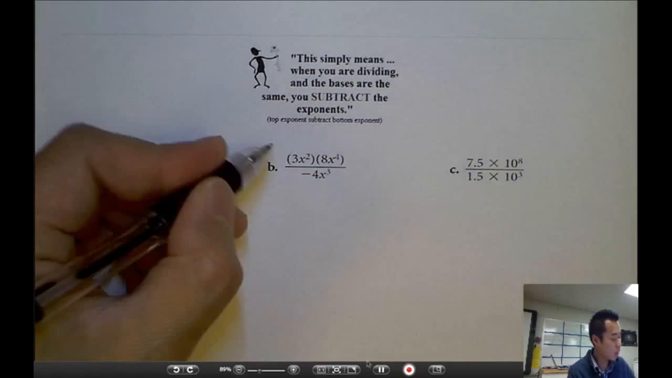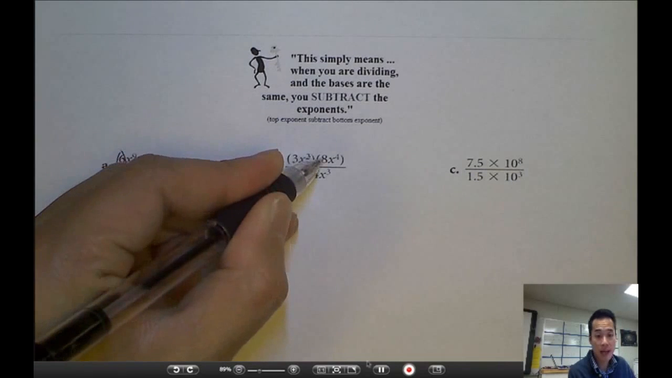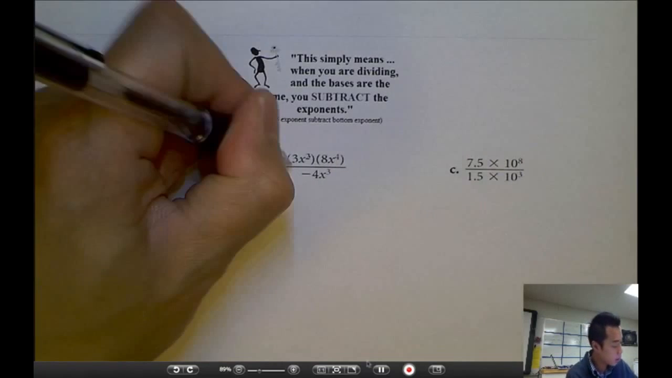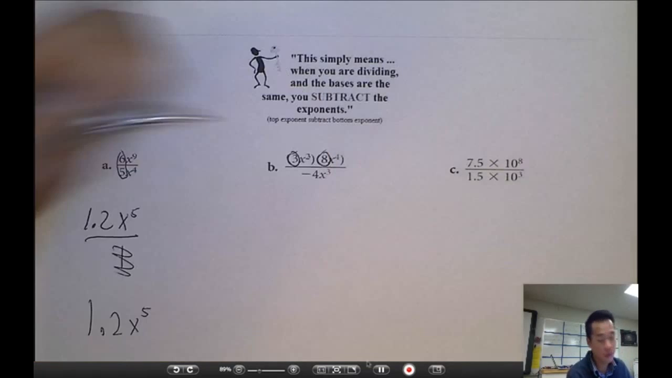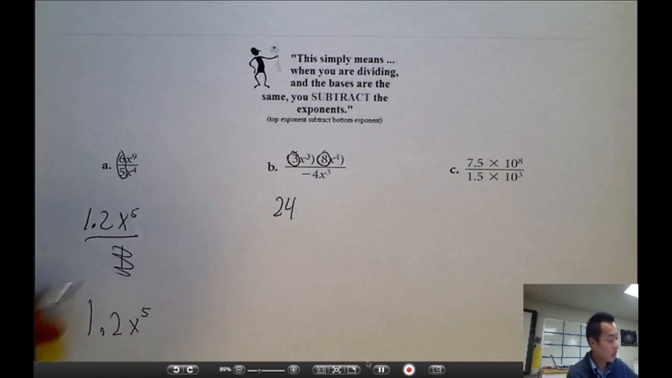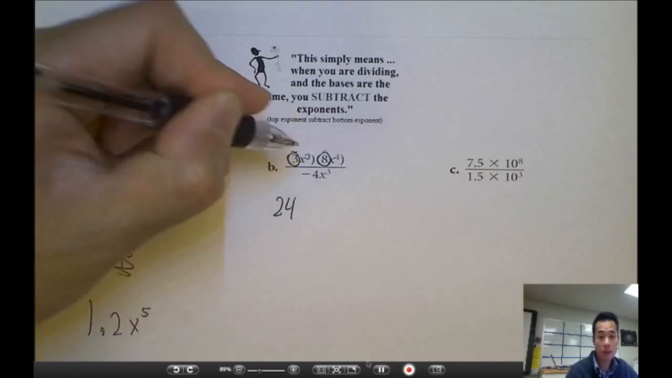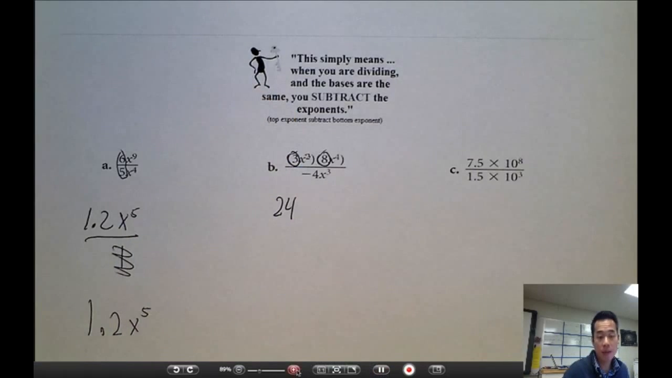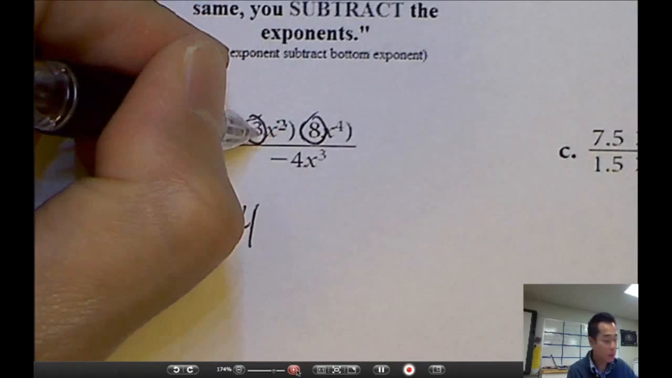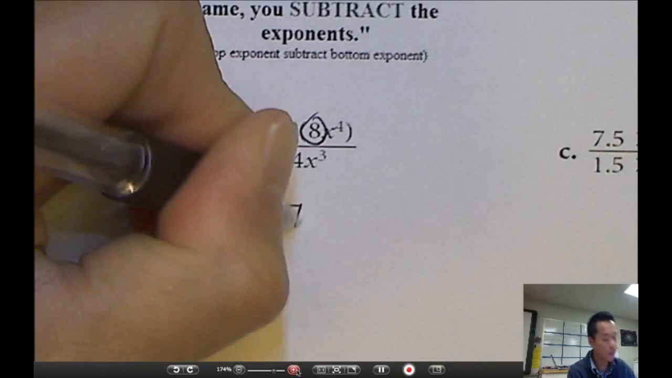B, I have 3x squared times 8x to the 4th, all divided by negative 4x to the 3rd. If I wanted to, I can expand this out like usual, but I'm just going to go ahead and take care of my coefficients. First, I have 3 times 8. That's 24. x to the 3rd times x to the 4th. Same base. I'm just going to add them. x to the 7th.